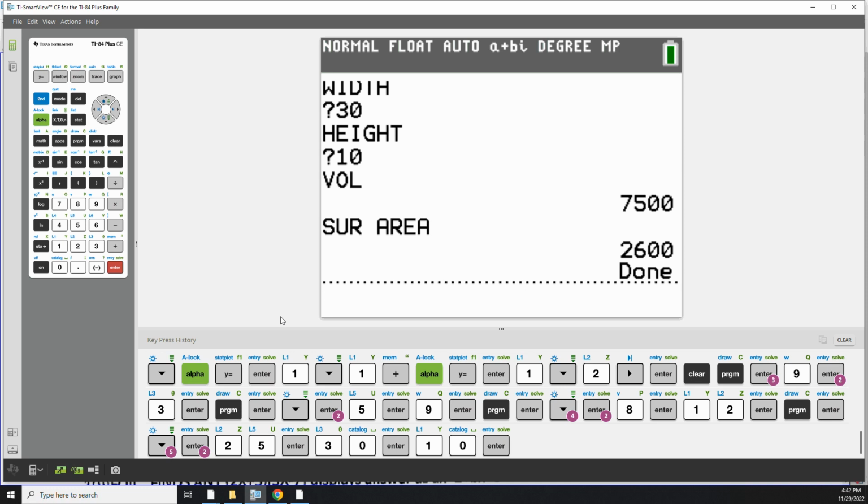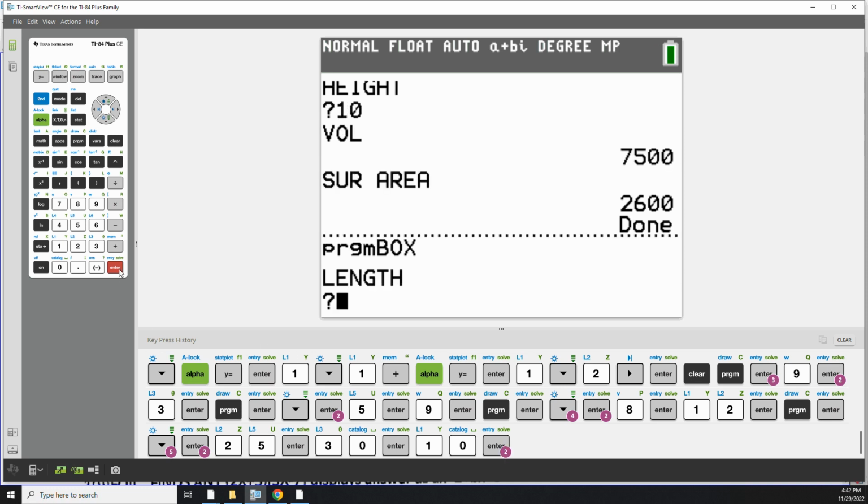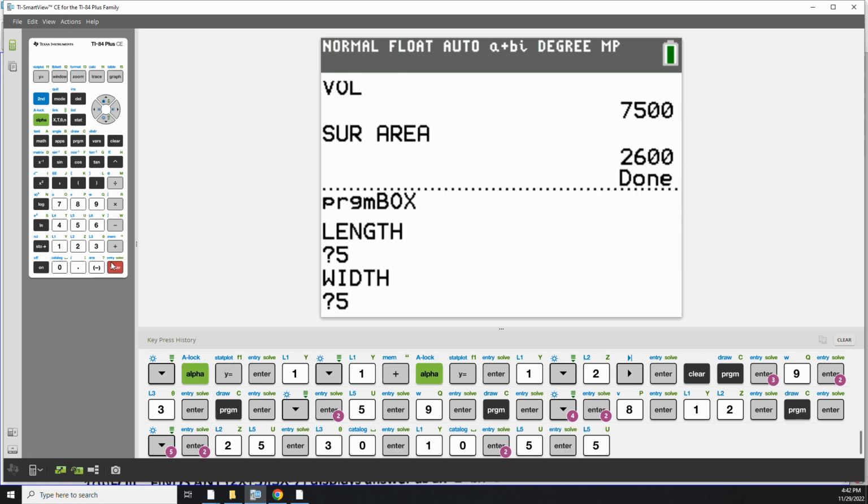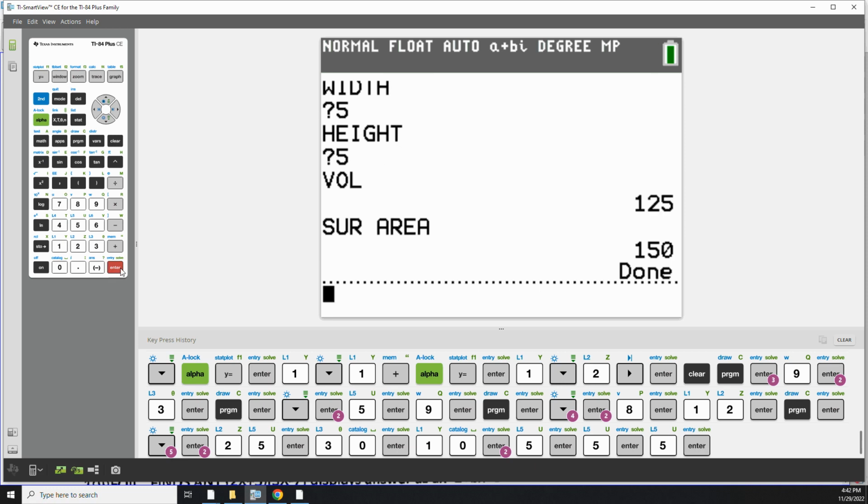Watch out for this one. A cube is a box, but the length, the width, and height are all the same. So they'll say, oh, I have a cube with side 5. Hey, what am I going to enter? 5, 5, 5. Bada bing. The volume is 125, and the surface area is 150.